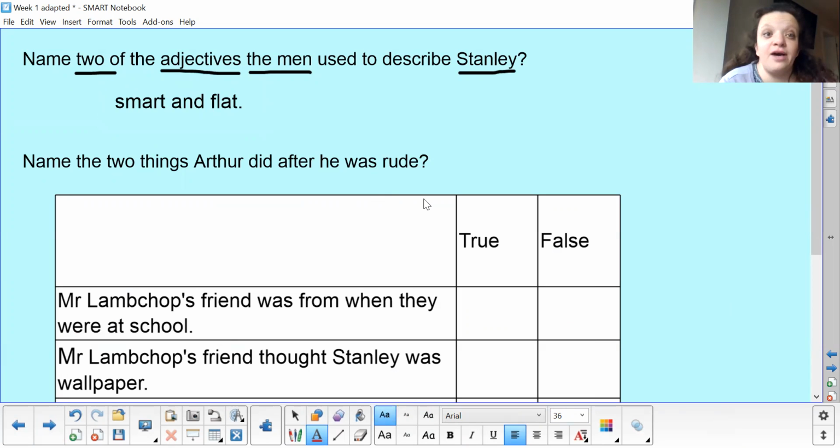Okay. Name the two things Arthur did after he was rude. So pause the screen now and highlight the key words in this question that we're going to be looking at. What key words are we going to be using in the text to find out what it was? Off you go.